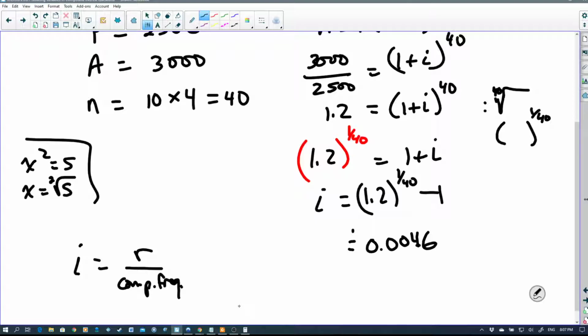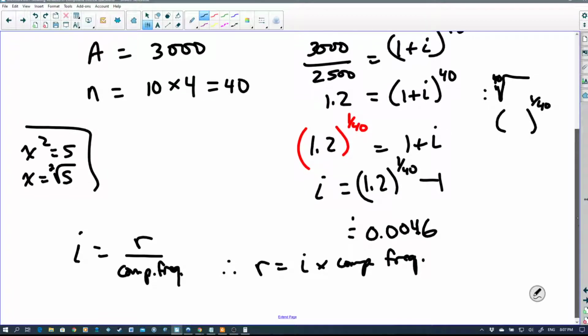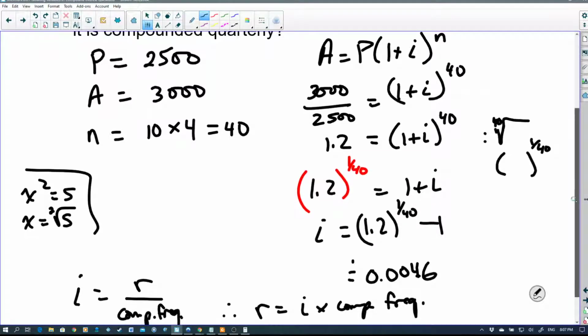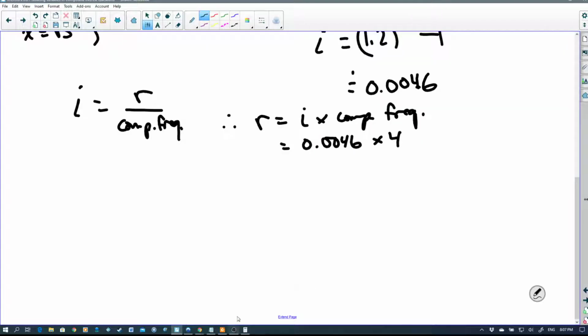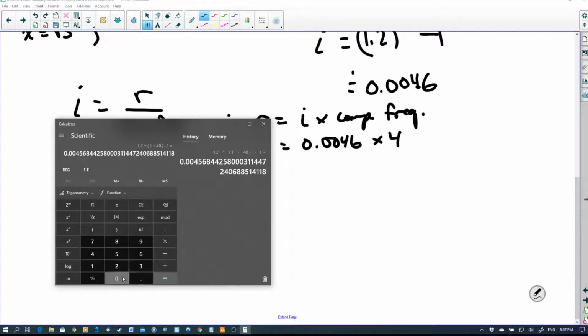So we need to re-isolate r. That means r is going to be equal to i times the compounding frequency. In this case, the compounding frequency was quarterly. So we're going to do 0.0046 times 4. So 0.0046 times 4 equals 0.0184.